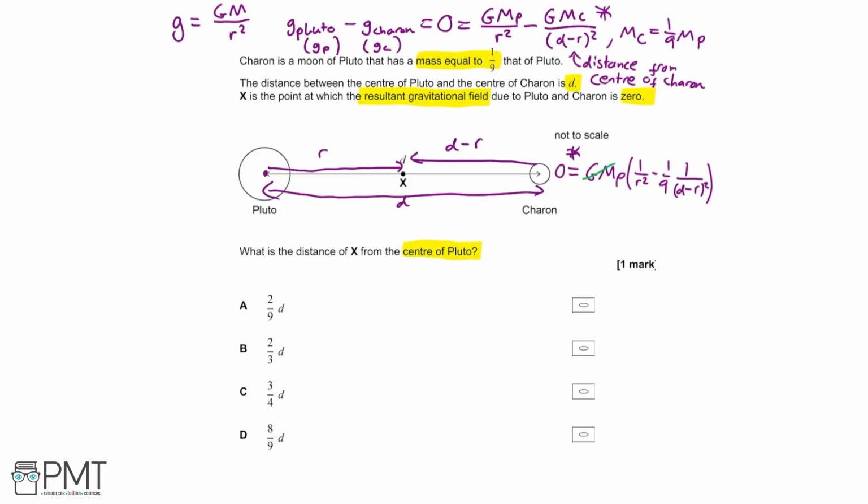Rearranging this equation a bit, if we move the 1/9 times 1 over D minus r all squared to the other side, and then multiply both sides by r squared and by 9 times D minus r all squared, then we're left with r squared is equal to 9 times (D minus r) squared. From there, we can take a square root. So we have r is equal to plus or minus the square root of 9, which is 3, and the square root of (D minus r) squared is D minus r.